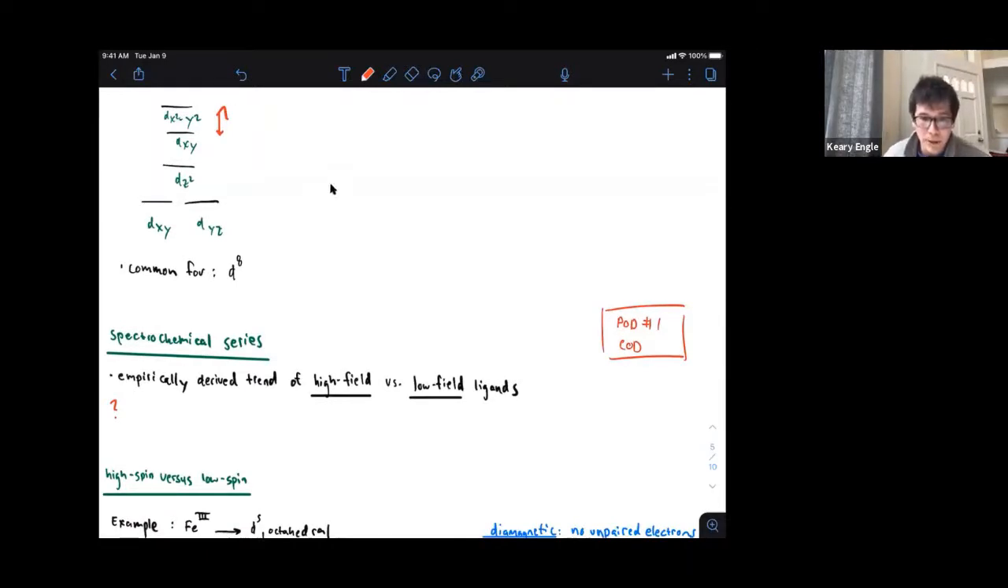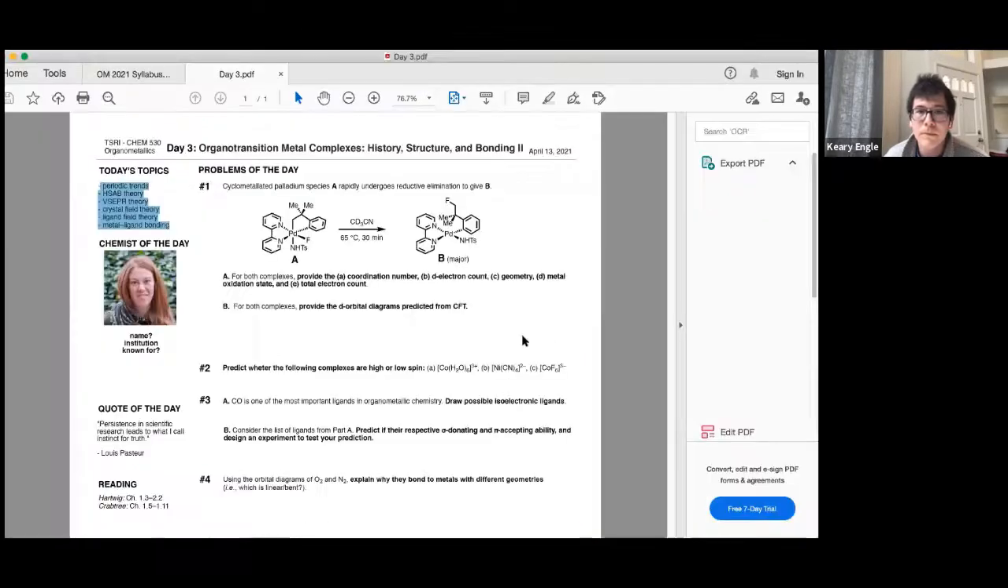Okay, as you're jotting down last notes and digesting that, let's jump over to problem of the day number one. So let me do a new share. The first part of problem of the day number one is review, and then the second part is applying what we just covered.